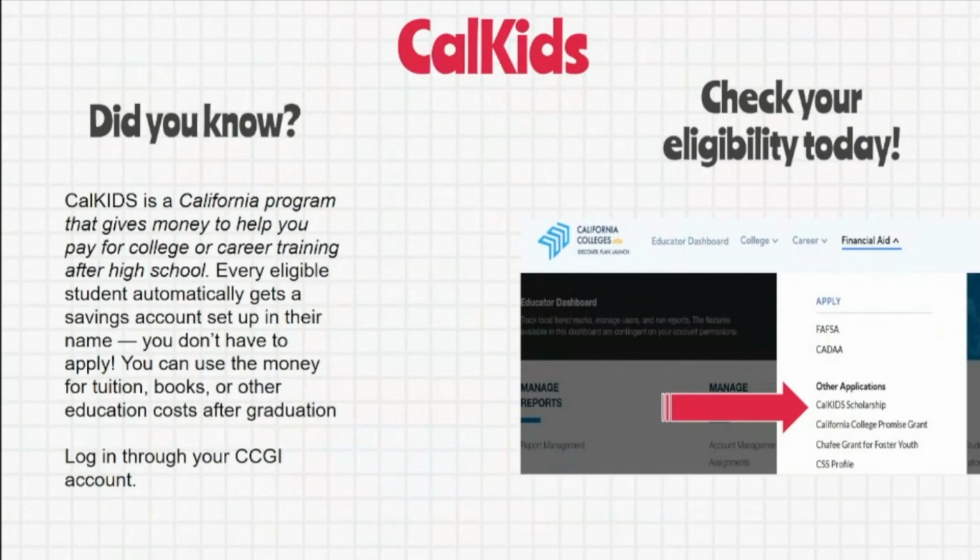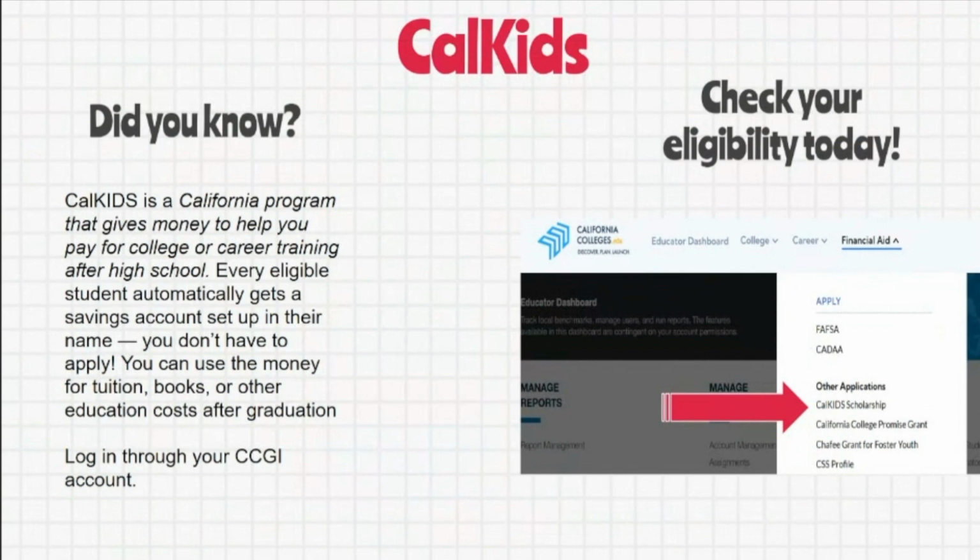We want you guys to log in through your CCGI accounts. Here's a screenshot. You'd log into your CCGI account, California Colleges, through Clever. Then you'll go to the financial aid drop down, select other applications, and it's that first one that says Cal Kids Scholarship. They have a tool where, once you get to their website, you're able to check eligibility.